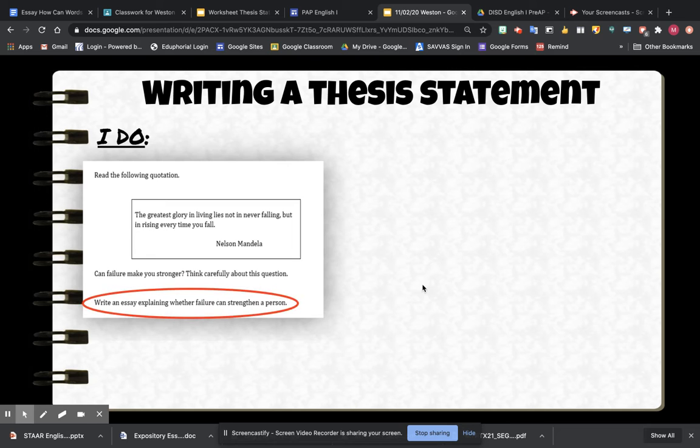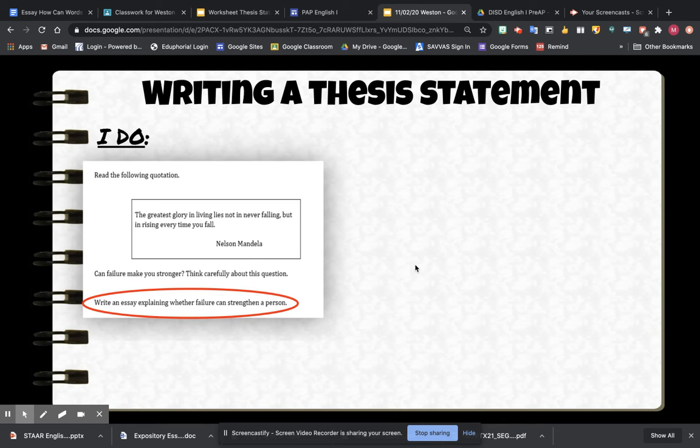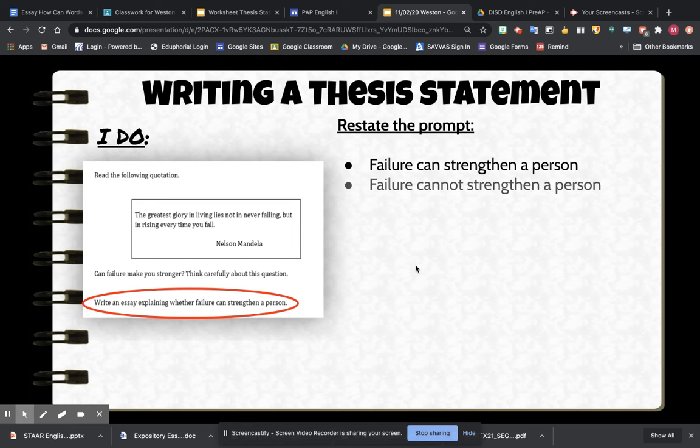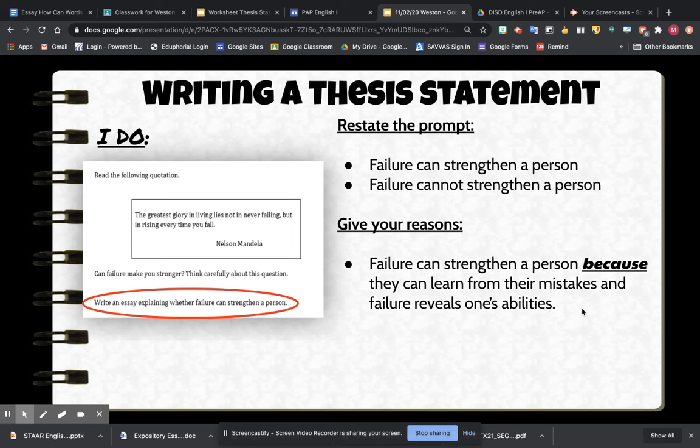Okay, so go to Google Classroom, and you'll have your worksheet like this as thesis practice. I've already done this with you. I'm just going to verbally go through it, and then we're going to do the we do. So, write an essay explaining whether failure can strengthen a person. We're going to restate the prompt: failure can or cannot strengthen a person. And we're going to give 2 reasons: because they can learn from their mistakes, and failures reveal one's abilities. So this would be body paragraph number 1, and this one would be body paragraph number 2.